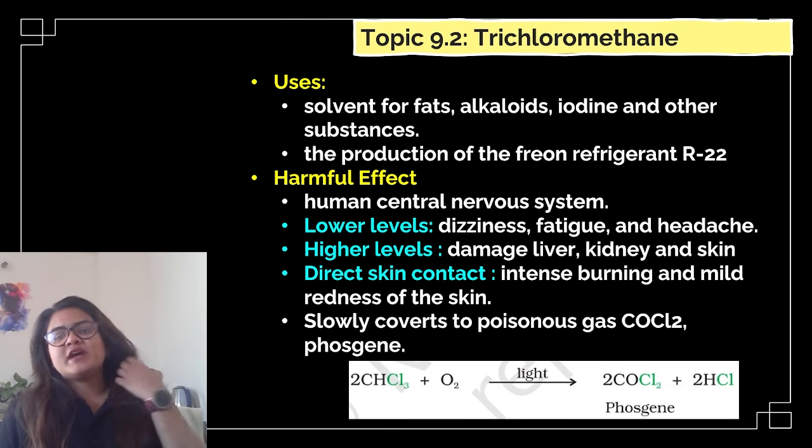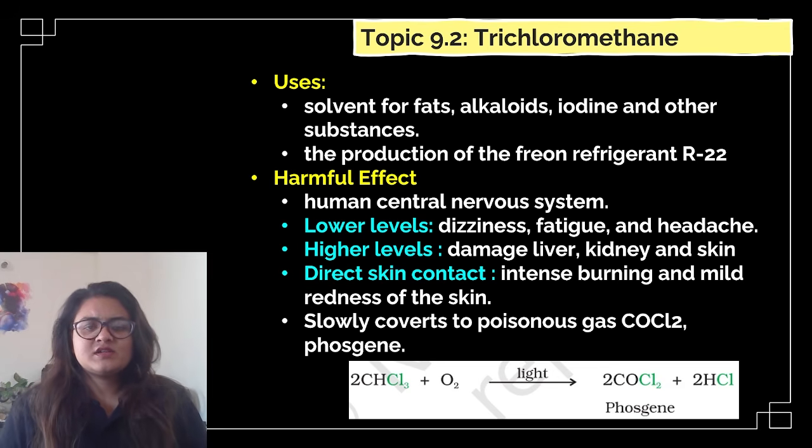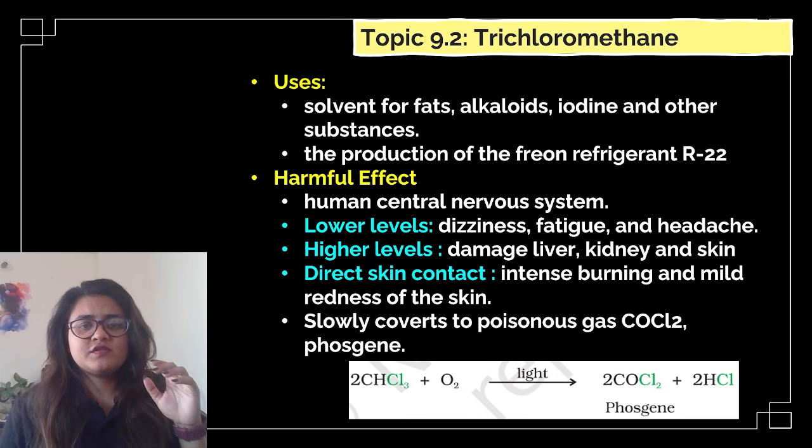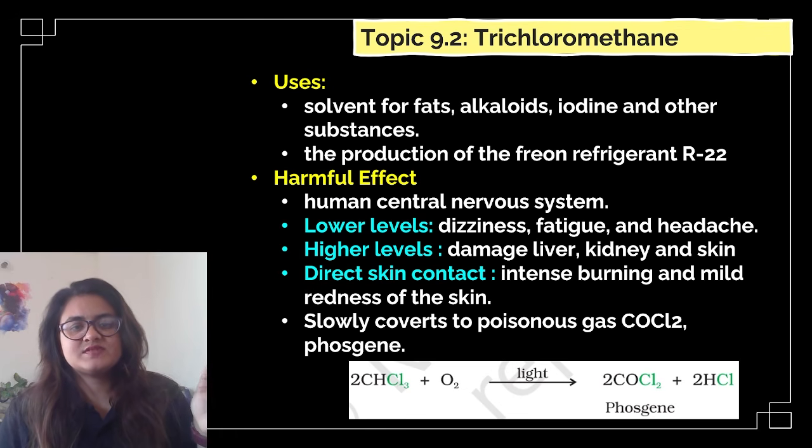Next we will proceed with trichloromethane. It is used as a solvent for fats, alkaloids, iodine, and other substances. Trichloromethane is also used in the production of freons. It has some harmful effects. If taken at a lower level, dizziness, fatigue, headache can happen, and at a higher level it can damage your liver, kidney, and skin. With direct contact you can face intense burning, mild redness, and trichloromethane slowly converts to a very poisonous gas called phosgene.